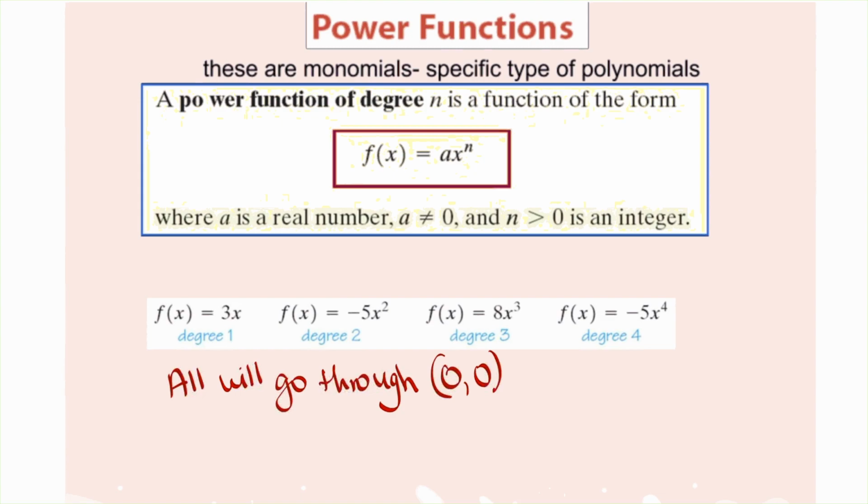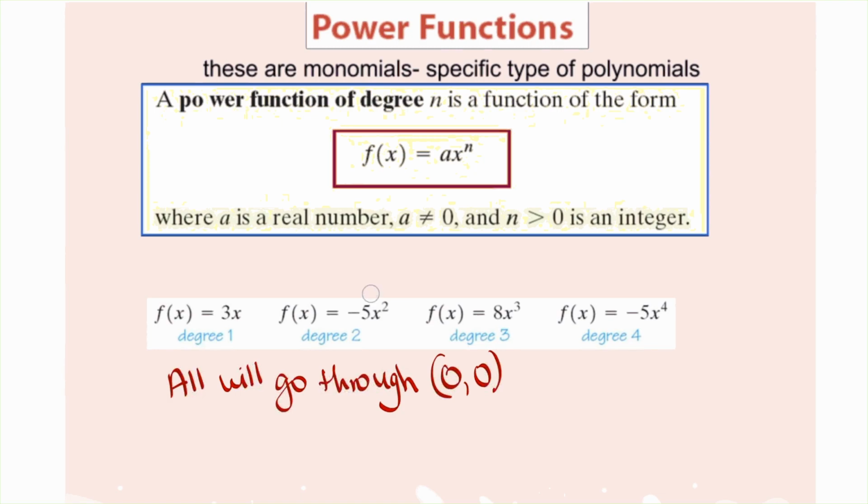So because there's nothing being added onto the function, if x is 0 here, you get y is 0. If x is 0, y will be 0. So they're all going to go through the origin. That's something they all have in common. So these power functions are just interesting takes on polynomials that have kind of less things going on with them. They all go through the origin, and also they're not going to have as many transformations because of that.